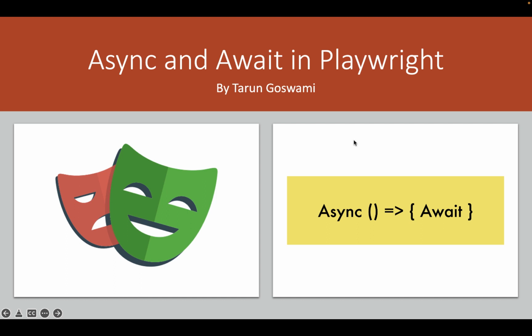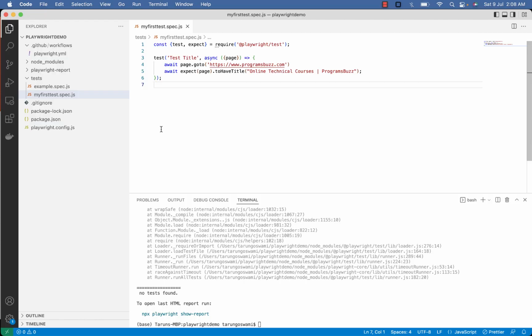Hello everyone, in this video we will discuss why we use async and await in Playwright. In our last video, while writing our first test, we used async and await keyword in our test. Let's understand the main reason behind using async and await.